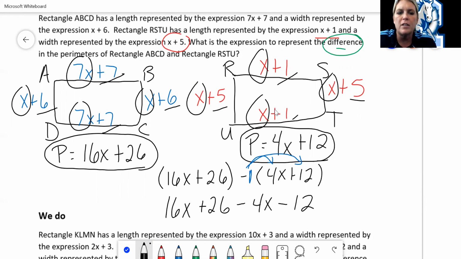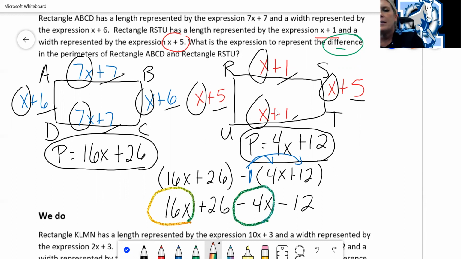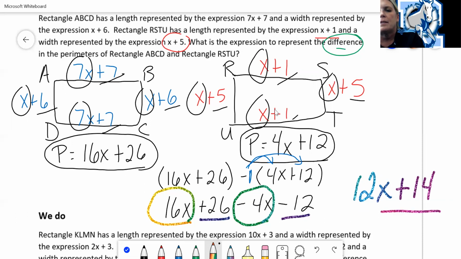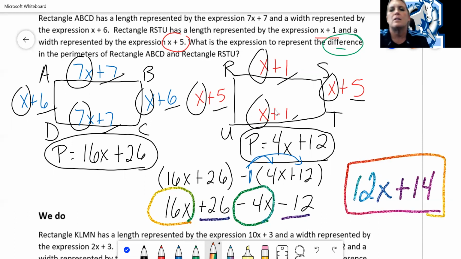Okay, so now we have to combine like terms. So I'm going to put 16x minus 4x. That gives me 12x. Then 26 minus 12 is 14, so it's plus 14. This is my answer. This is the difference between the perimeters of the two rectangles. So if you don't have this written down already, you can pause the video and write it down. And then you're going to move down.